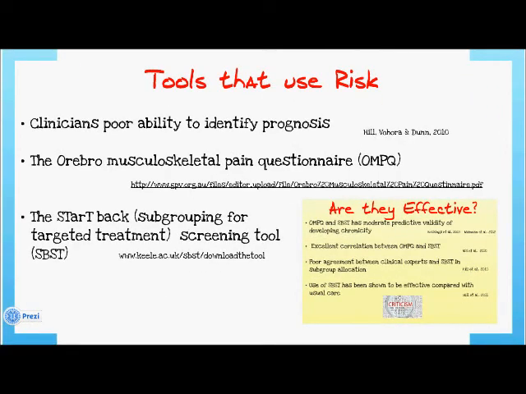Tools that use risk. A key point here is that without the aid of screening tools, clinicians do not seem able to accurately identify patients' prognosis. This makes a strong case for the introduction of formal screening tools.